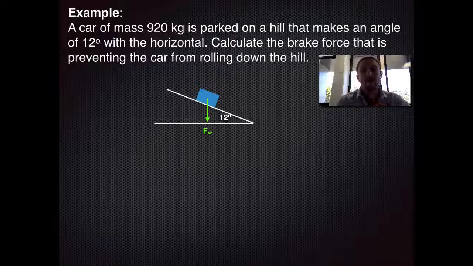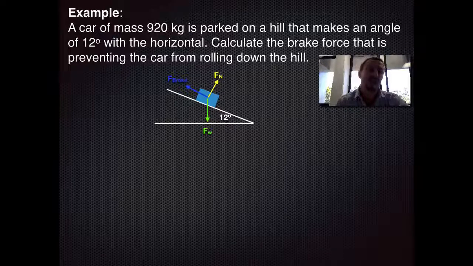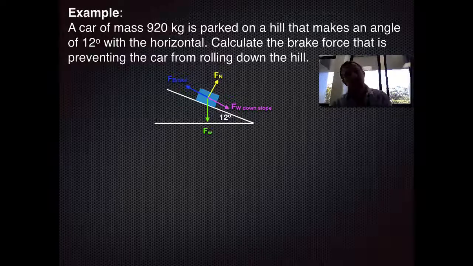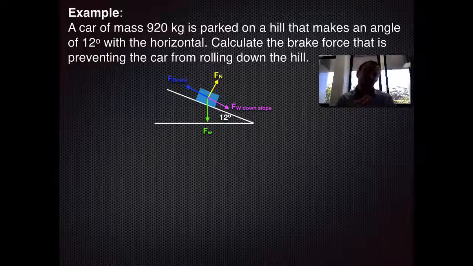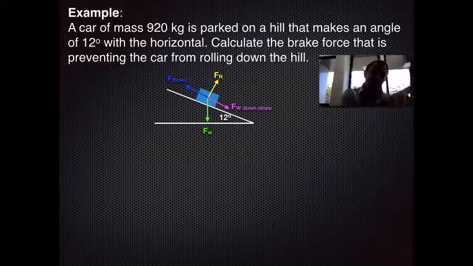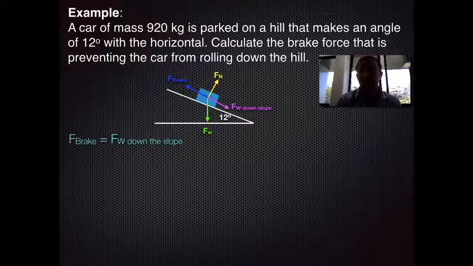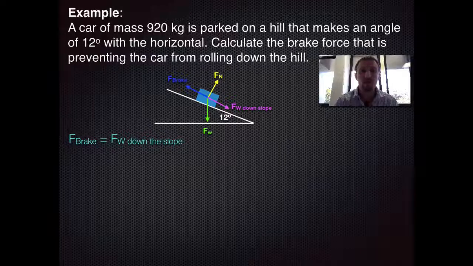So I've got a weight force acting down, I'm going to have a support force acting straight up, and I'm going to have a brake force acting up the slope. I'm also going to have a component of weight force acting down the slope. That's what's pulling the car down. Obviously the frictional force from the brakes is going to keep it sitting up. Those two need to be equal for there to be no net movement. Remember Newton's first law.